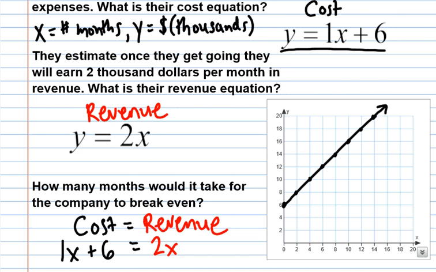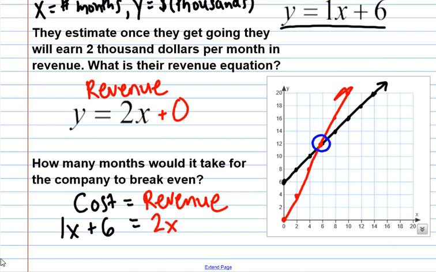That's the cost equation. Here's their revenue equation. It's really 2x plus 0. Start at 0 because you don't make any money at the very first beginning. Go up 2 over 1, up 2 over 1, and so on, and then you graph the line in. And we see that that is where they cross.